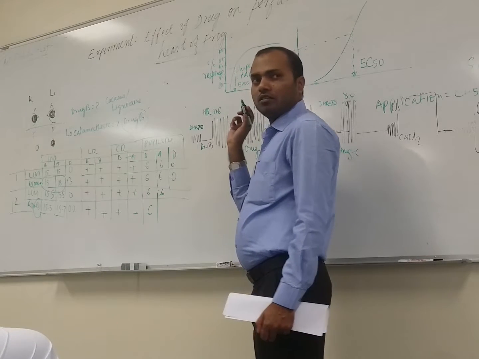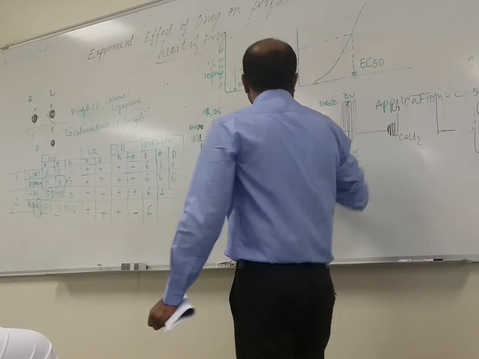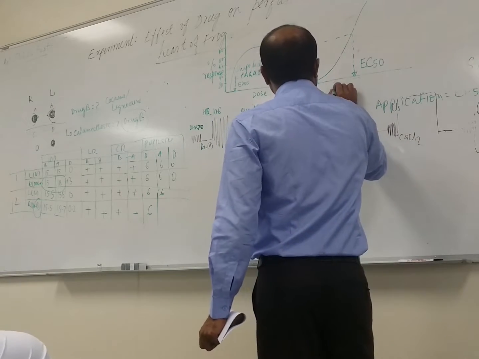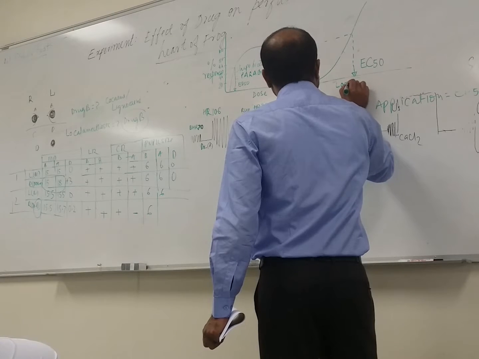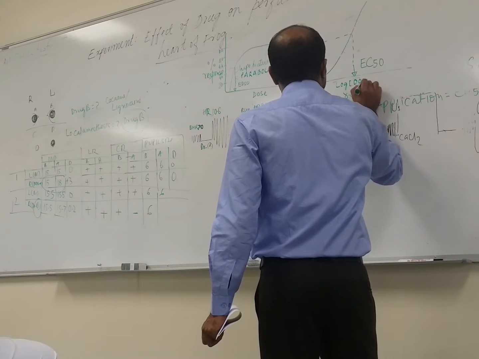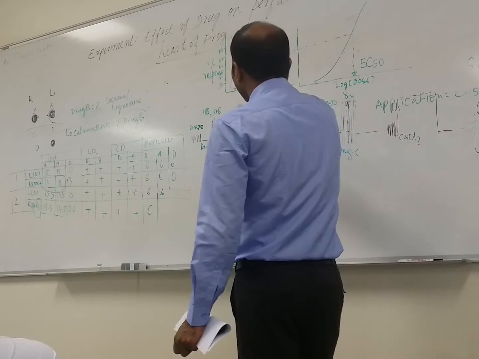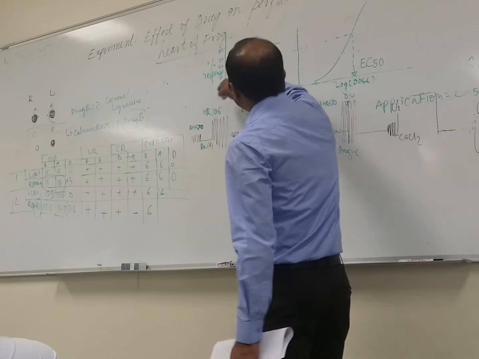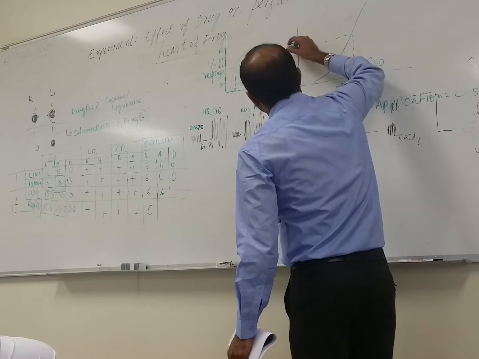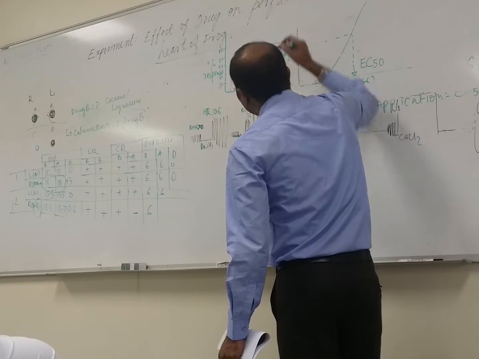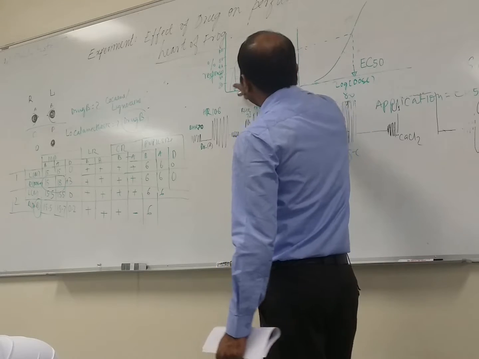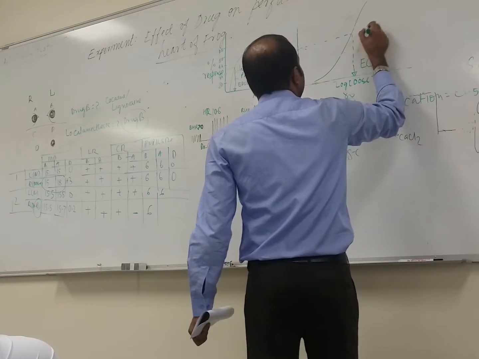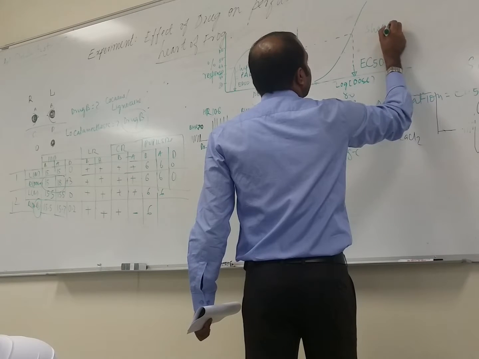ED50 calculation. Once this graph is plotted, the dose is converted to the log dose. Here is the dose, and here the dose is converted into the log dose, and the percentage response is the same percentage response, 50% response. Now this parabola graph changes into the sigmoid graph. What is the shape of this graph? Shape is sigmoid.